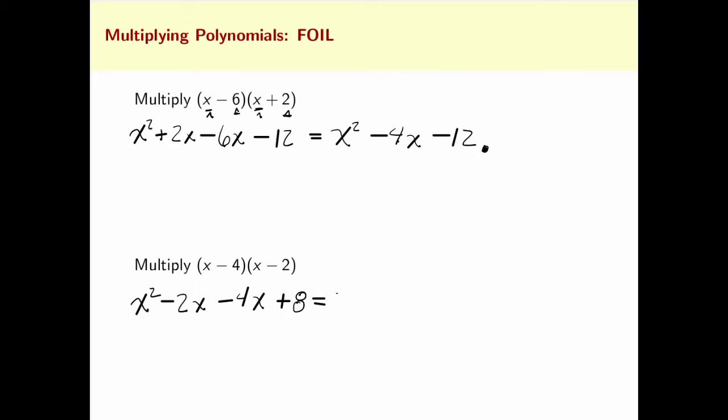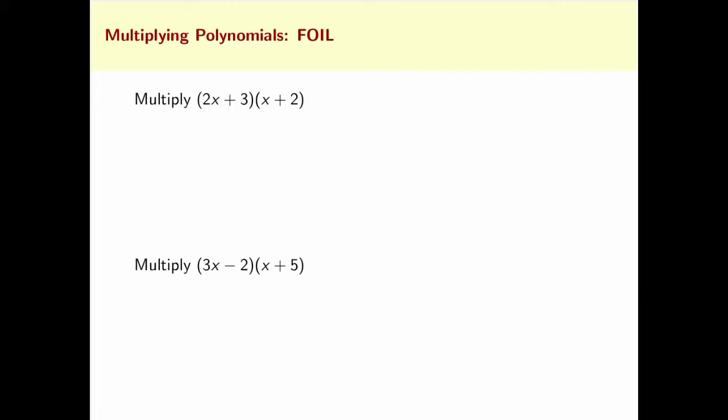Simplify. X squared again. Minus 2x and minus 4x gives me a minus 6x. And then the constant is plus 8. A second degree trinomial. Next example.